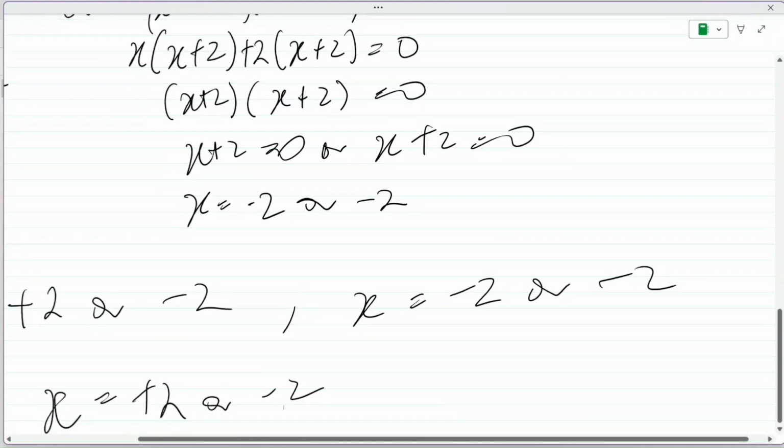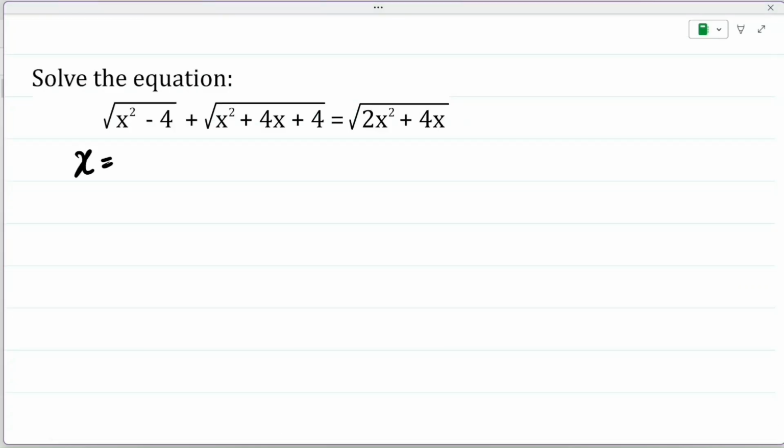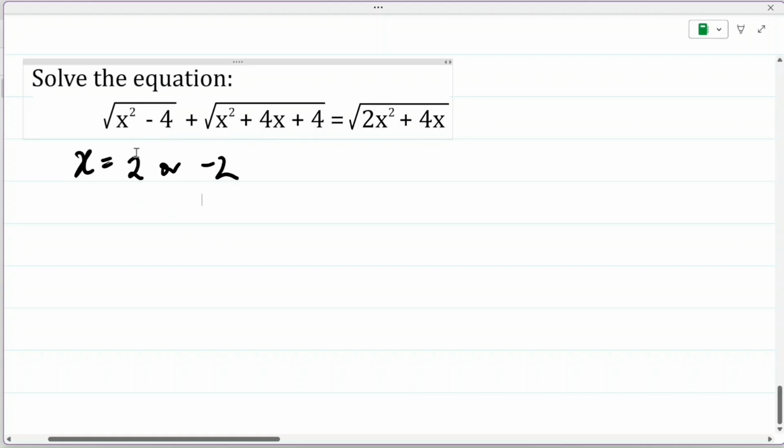We are done with this, but we need to test if both values would satisfy the equation or if only one of them will. But at least one of them should. We know x is 2 or minus 2. We are inserting both values into the original equation to see if both of them will solve the question. Let's start with plus 2.